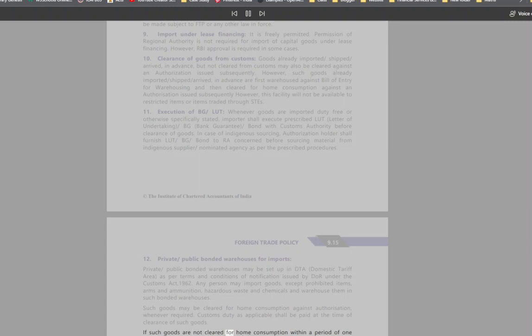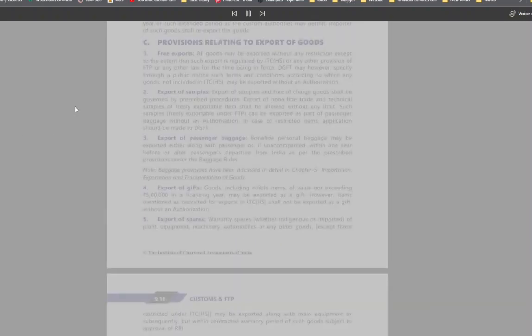If such goods are not cleared for home consumption within a period of 1 year or such extended period as the custom authorities may permit, importer of such goods shall re-export the goods. C. Provisions relating to export of goods. 1. Free exports. All goods may be exported without any restriction except to the extent that such export is regulated by ITC, HS, or any other provision of FTP or any other law for the time being in force.